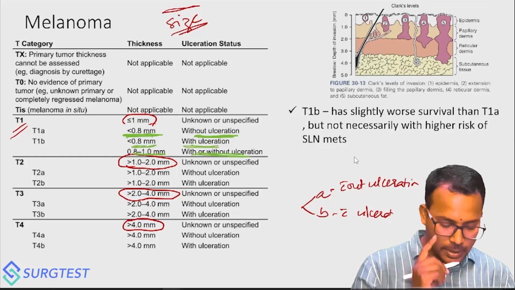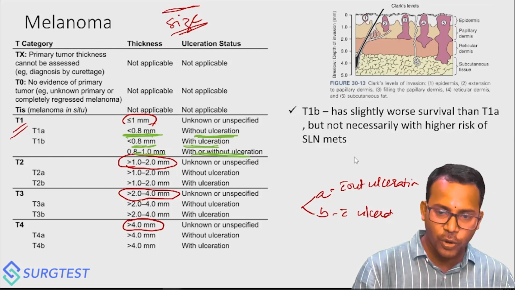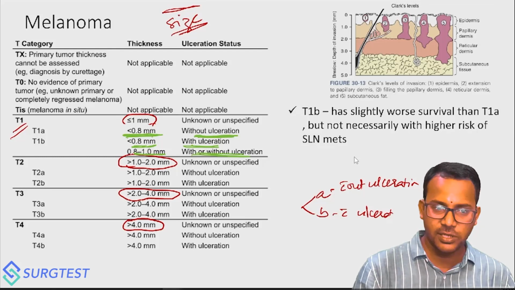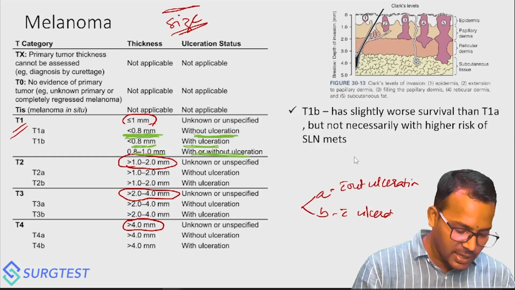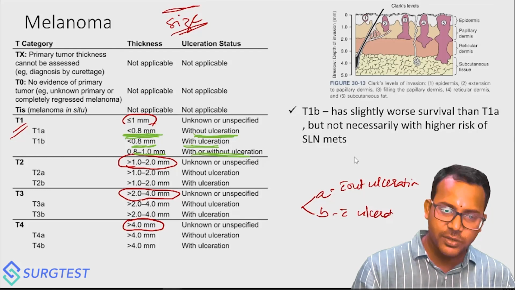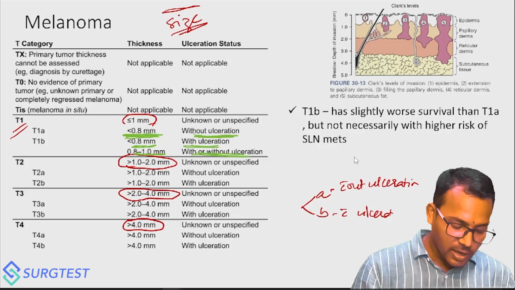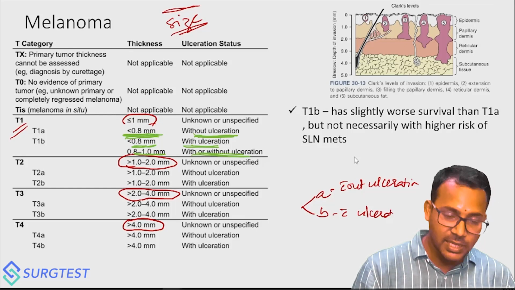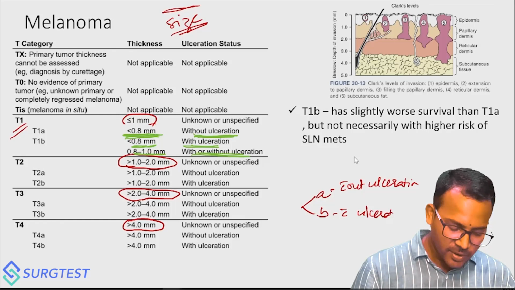Okay, so I think I need to repeat again. You see, T1A and B are not only regarding with ulceration or without ulceration. T1A is a lesion which is less than 0.8 millimeters without ulceration. T1B is a lesion 0.8 millimeters to 1 millimeter with or without ulceration, and also a lesion which is less than 0.8 millimeters with ulceration. Okay, so this brings us to a very peculiar point wherein you see there is a lesion without ulceration in T1B.